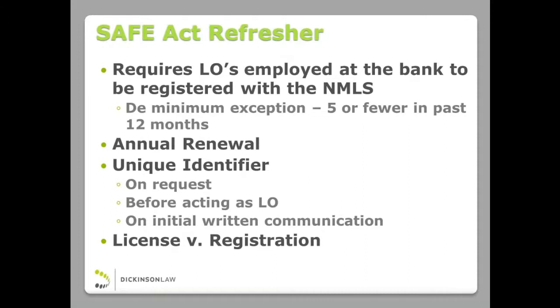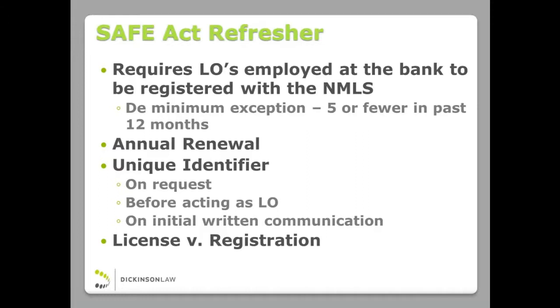Quick refresher on the SAFE Act. The SAFE Act requires loan originators employed at the bank to be registered with the NMLS, the National Mortgage Licensing System. So there's a website out there. They have to register. Consumers have access to that website and can enter the unique identifier number of a loan originator and find out information on their history.